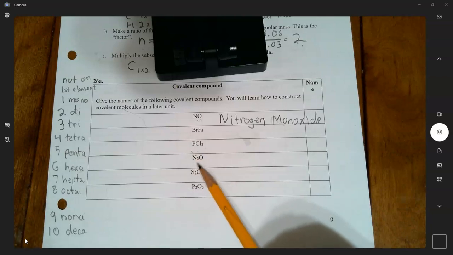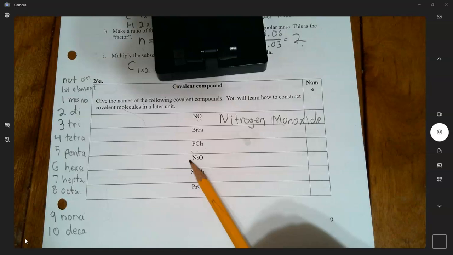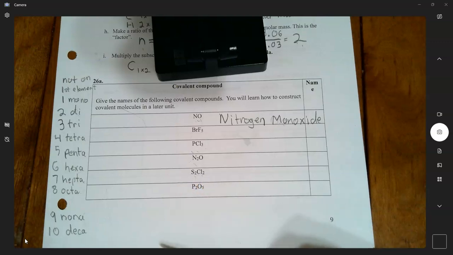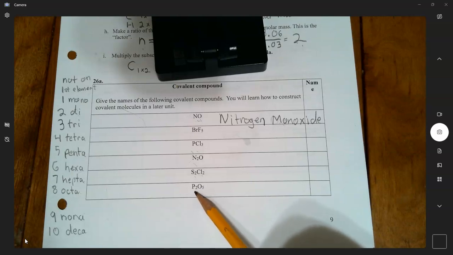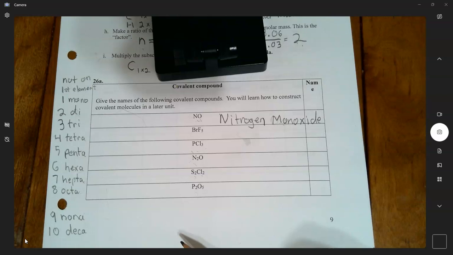This is dinitrogen, because it's not simply one of them, it's two. Dinitrogen monoxide. This is disulfur dichloride. And this is diphosphorus pentoxide.